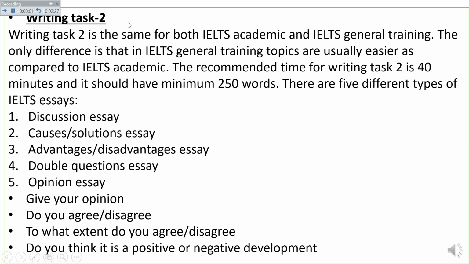So what is writing task 2? Writing task 2 is the same for both IELTS academic and IELTS general training. The only difference is that in IELTS general training, essay topics are usually easier compared to IELTS academic. The recommended time for writing task 2 is 40 minutes, and you should write a minimum of 250 words. Again, the minimum is 250 words. So try to write like 260, 265, but you don't need to exceed 275 words, because again, the more you write, the more mistakes you will make, and it will further lower your band.